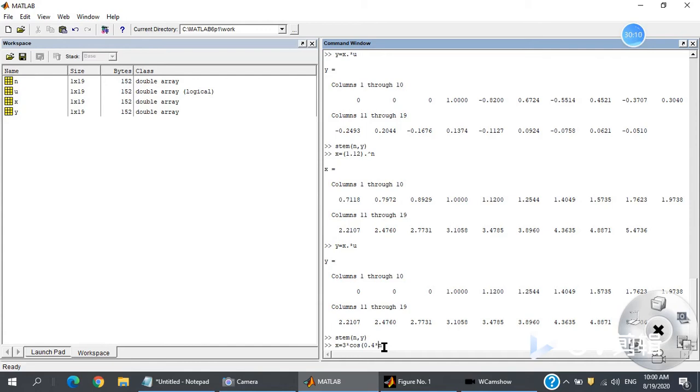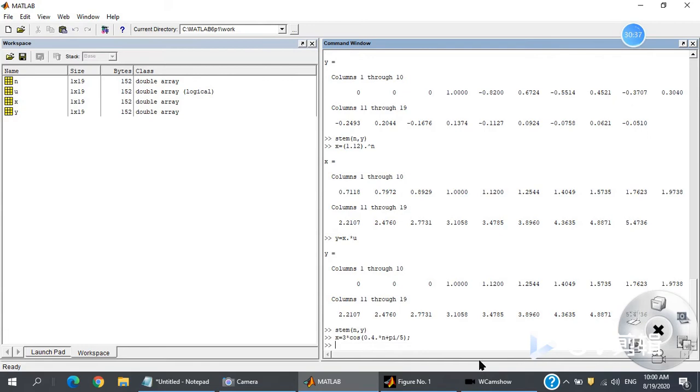Now I need a dot here, right? Because n is a vector. So 0.4 times n means 0.4 times every element of n. And now, more generally, I give a phase. What is the phase? Phase is pi over 5, for example. Okay, now I have x.